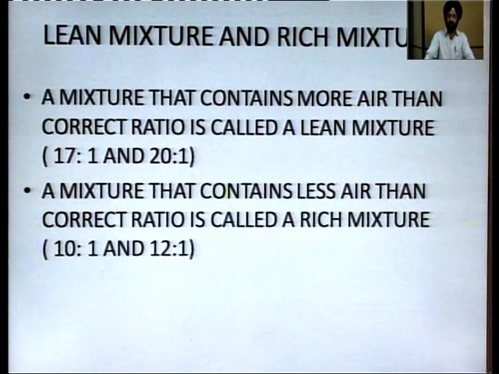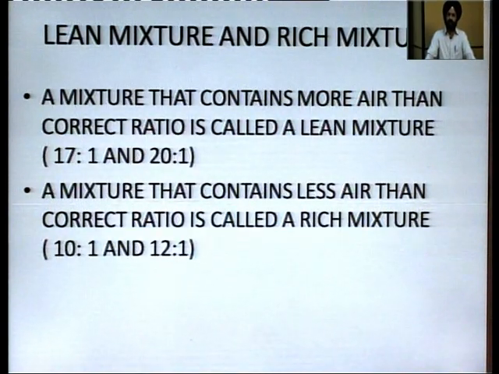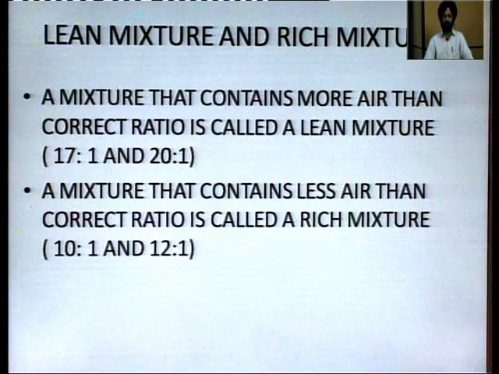What are lean mixture and rich mixture? A mixture that contains more air than the correct ratio is a lean mixture, more than 15.2 to 1, up to 20 to 1. Up to this, the flame will sustain and it is a good combustible mixture. This is called a lean mixture. Beyond this, the flame will not sustain and that is not a useful air fuel ratio.